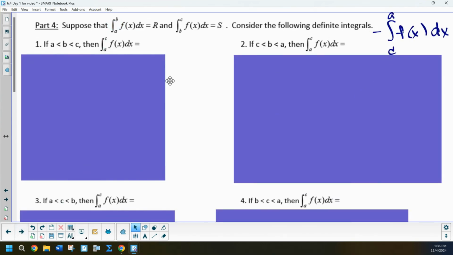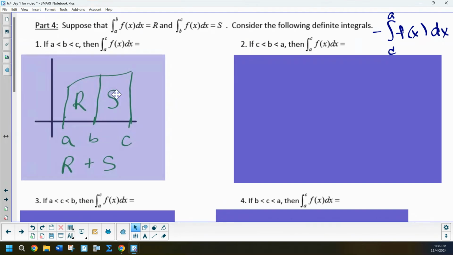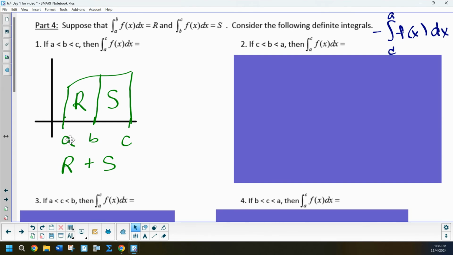Okay, so now this is the part I was thinking about here. So it's really important we pay attention to the order of which is the lowest values to help us out. So from A to B is r. It doesn't matter if A is bigger than B or not. That's the value we're getting, r. And then from B to C, you've got S. So you could see that if you just, like in part number 1 here, think of A being less than B being less than C, if you go from A to B, you're going to get R for your area, and from B to C, you're going to get S for your area. So therefore, from A to C will give you R plus S.